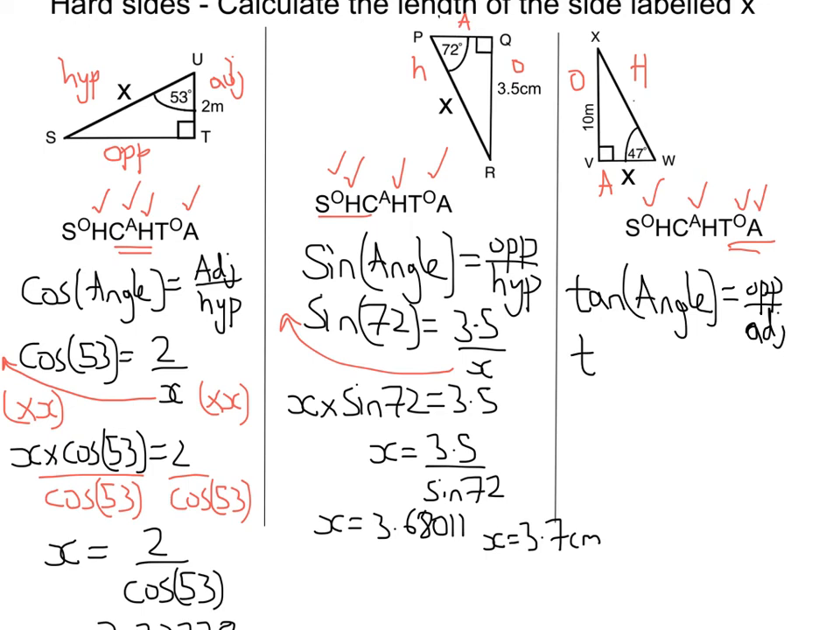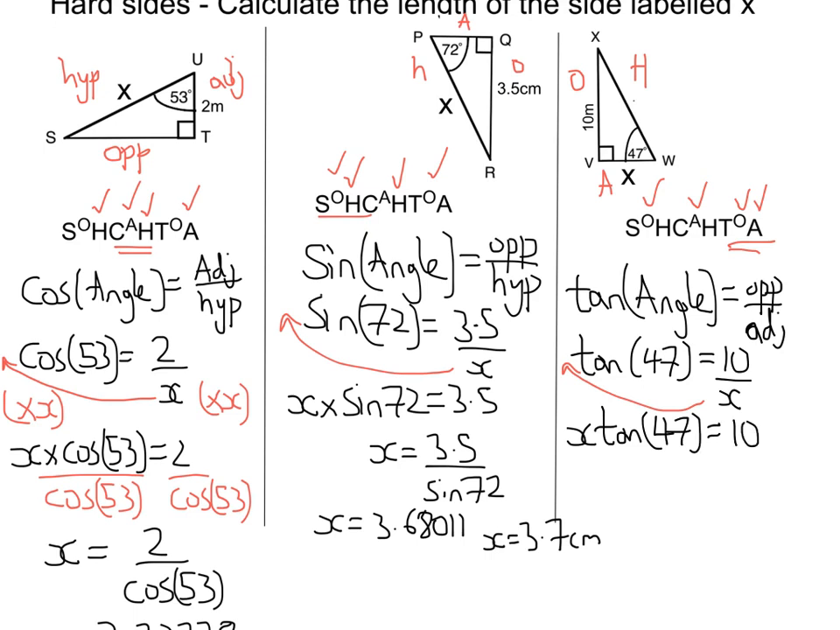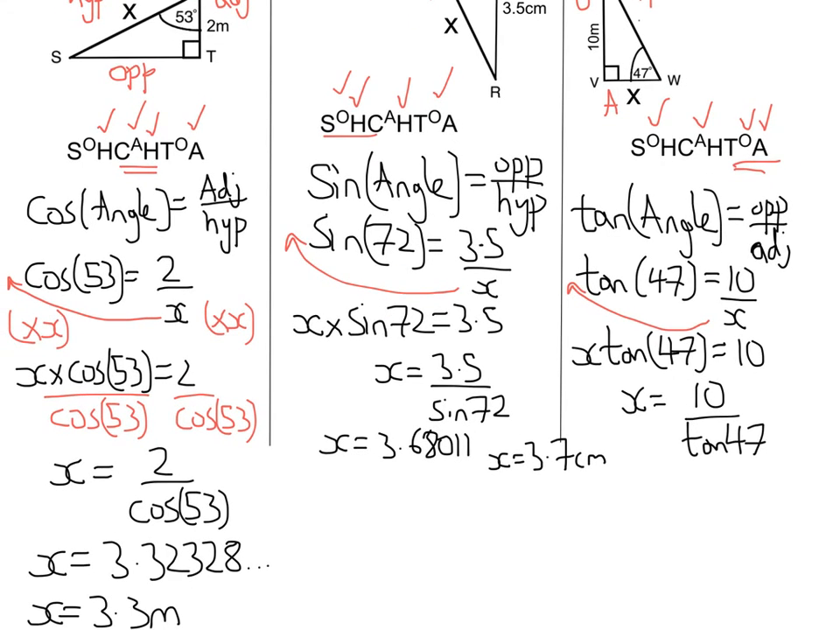Sub in my values. Well, the angle this time is 47. The opposite is 10. And x is the adjacent. Times everything by x to get the x off the bottom. So it's x tan 47 is equal to 10. Now divide both sides by tan 47. We're going to get x is equal to 10 over tan 47. Put that into your calculator and you will get 9.32515... So x is equal to 9.3 meters to one decimal place.